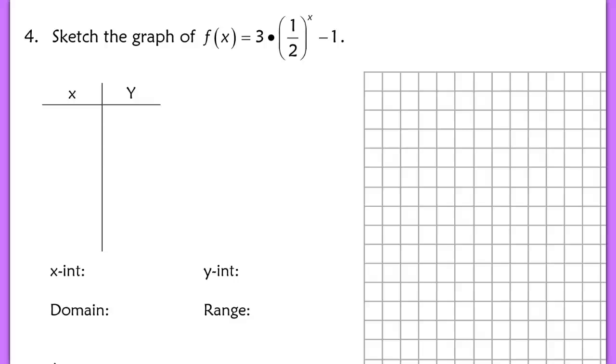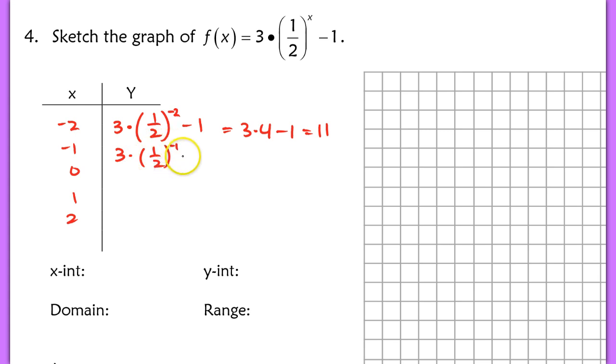So if we use our standard -2 to +2 here, I have 3 times this value 1/2 to the -2nd power. So really this is 3 times 2 to the 2nd power. If I put that up top, it is going to end up as 12 minus 1. So 12 minus 1 is 11. 3 times 1/2 to the -1st power minus 1 is 3 times this number here, which is just 2, minus 1, so 5.